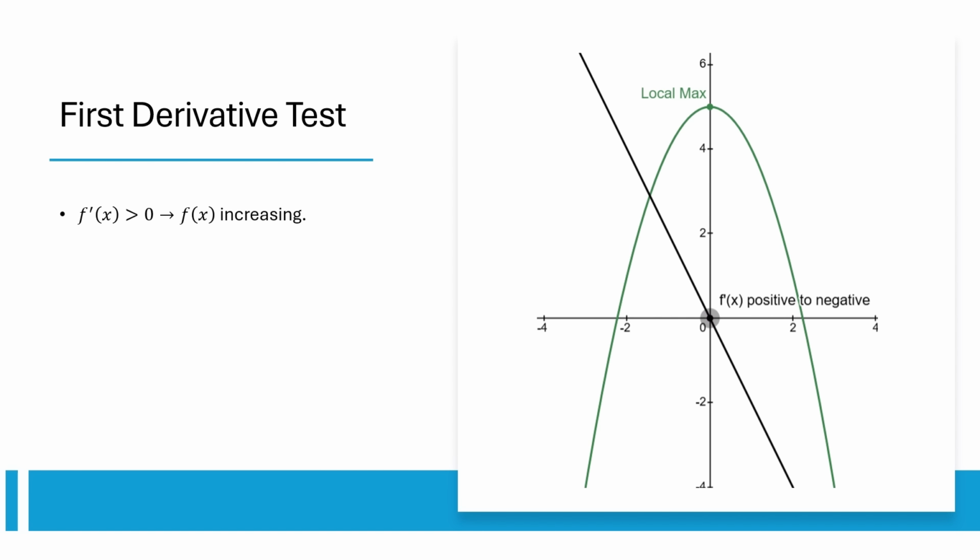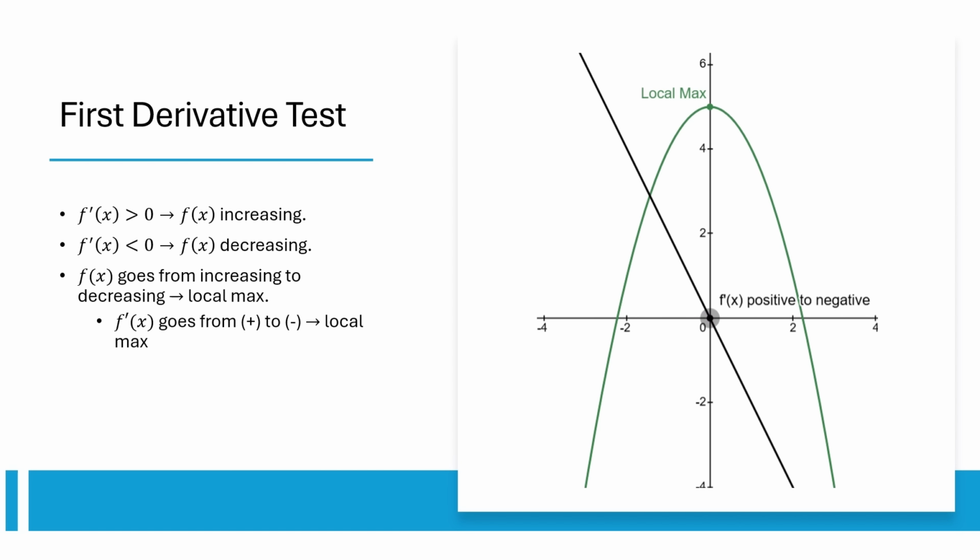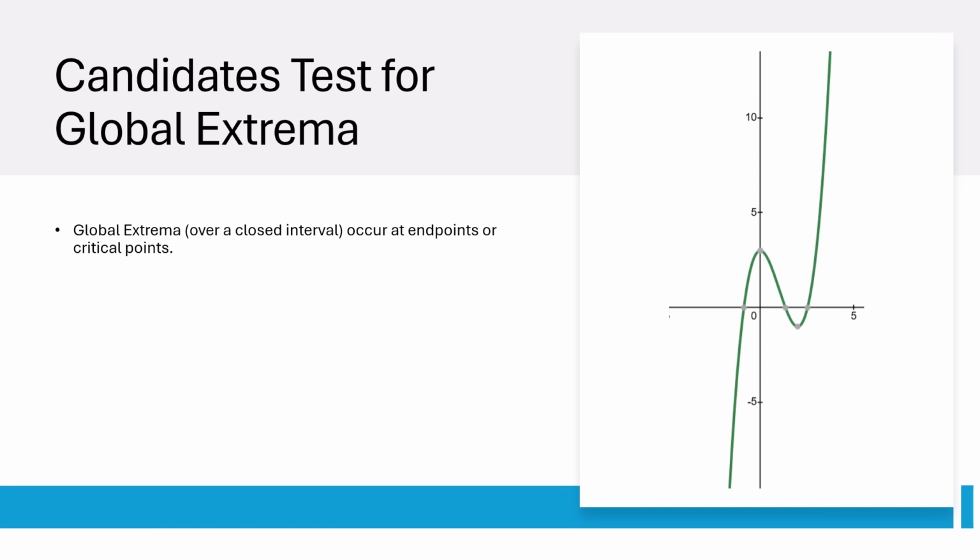When the first derivative is greater than 0, we know that f of x is increasing. When the first derivative is negative, f of x is decreasing. Whenever f of x goes from increasing to decreasing, we know we have a local max, so therefore when the derivative goes from positive to negative, we have a local max. And the opposite goes for the local min. Global extrema only occur at endpoints or critical points, but you need to check both.